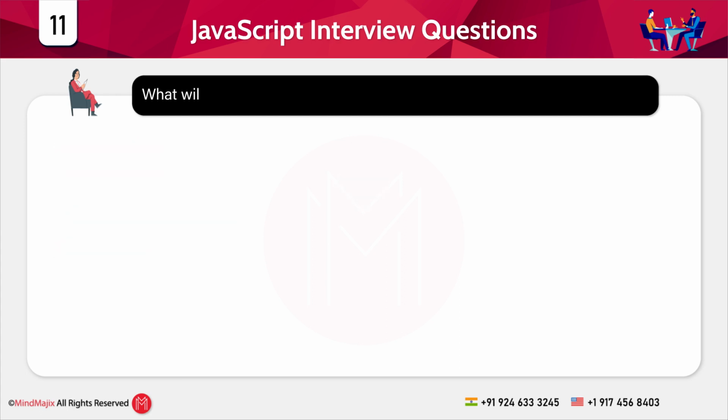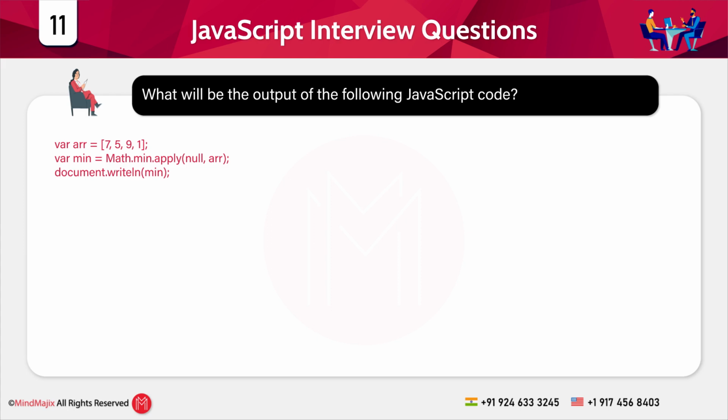Next question, what will be the output of the following JavaScript code? Array 7, 5, 9, 1 elements are there. Then mean equal to Math.mean.apply in brackets null comma array, document.write mean. So display the value of mean. So what is the value of mean? 7, 5, 1, 9. The answer is C, that is 1.